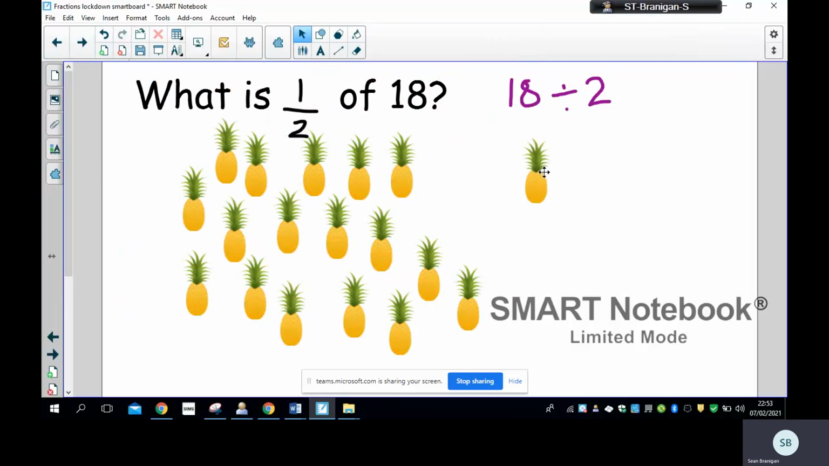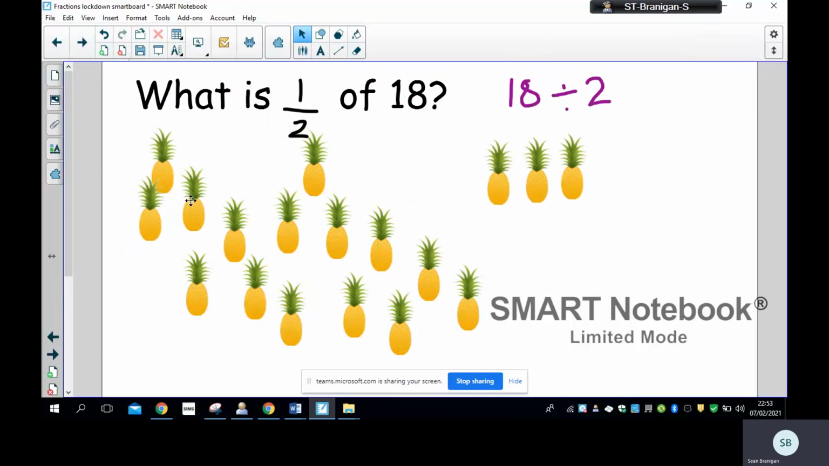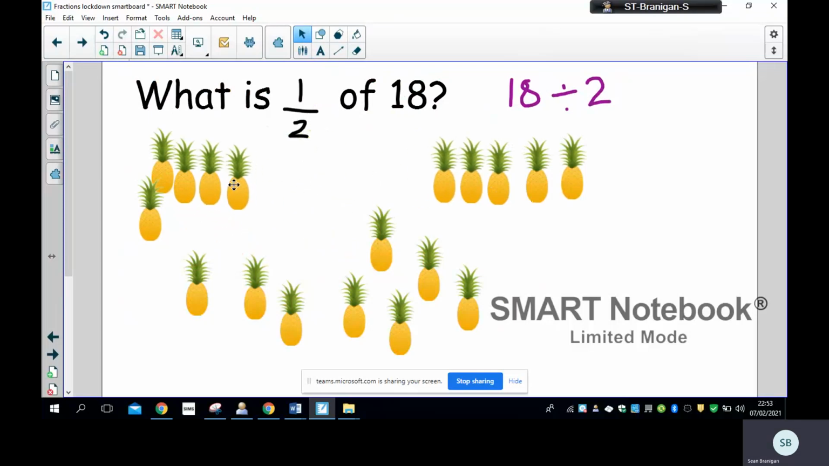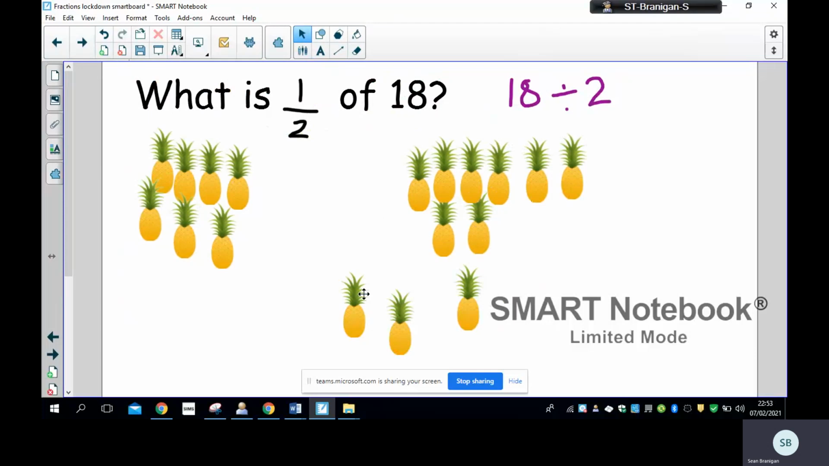Let's just check. 1 in that group, 1 in that group, 1 in that group, 1 in that group, 1 in that group, 1 in that group. If you know your doubles, you know your halves, and if you know your 2 times table, you'll know for this one. Hopefully, I haven't been counting. I should have been concentrating more instead of talking.